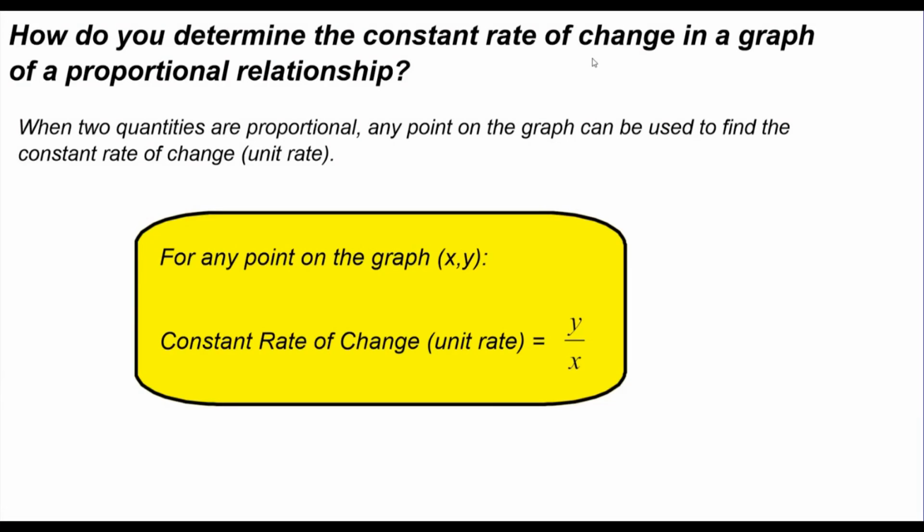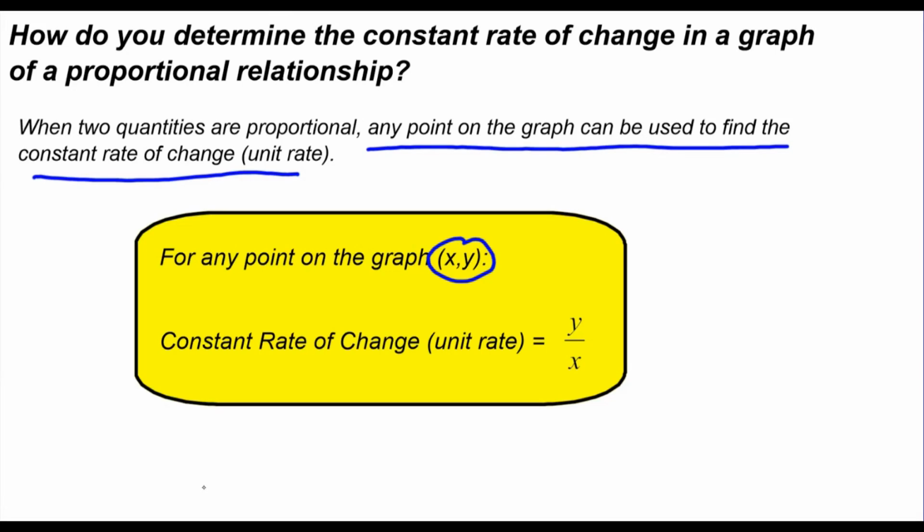So if we're given a graph, how can we find that constant unit rate? Because we know how to do it in a table, but how do you find it in a graph? When 2 quantities are proportional, any point on the graph can be used to find the constant rate of change, just like any pair of values in a table could be used to find it, because they're all going to be the same regardless of which pair of numbers you use to find the unit rate. So for any point on the graph, you're going to have an x value and a y value. The constant rate of change, or the unit rate, is the y value divided by the x value, which is going to be the dependent variable divided by the independent variable, just like we've seen before.